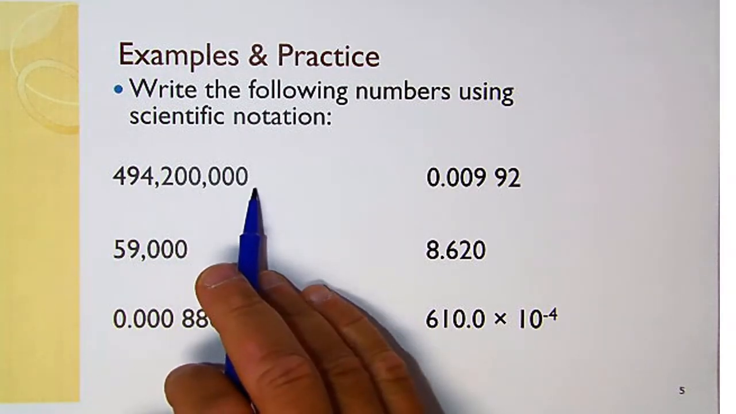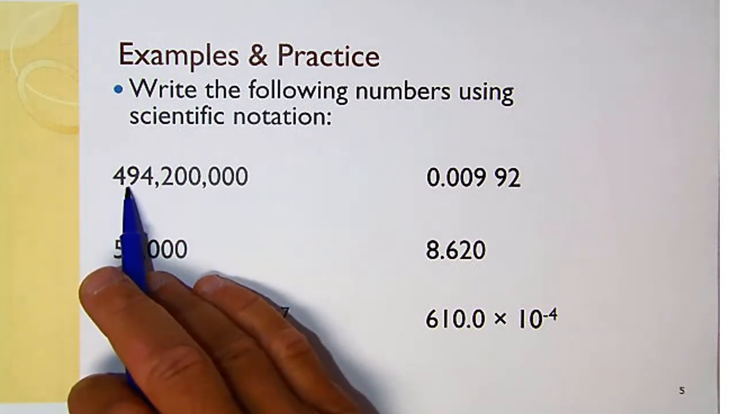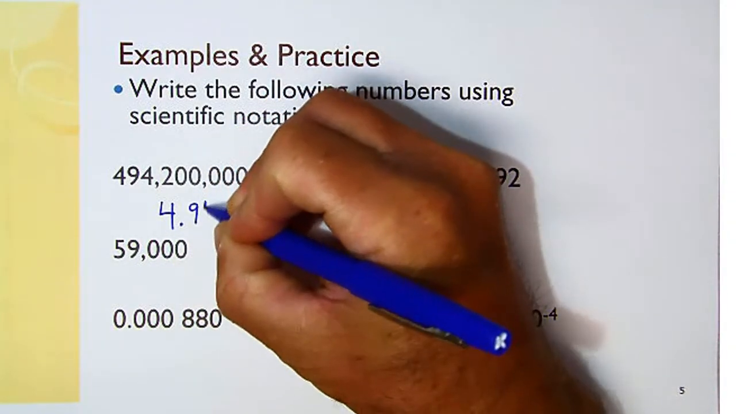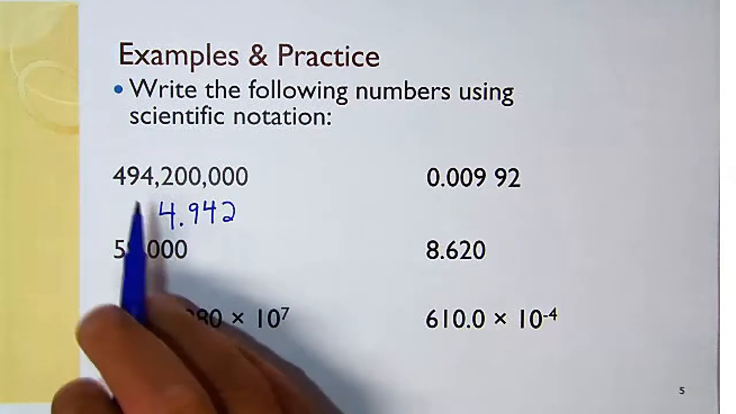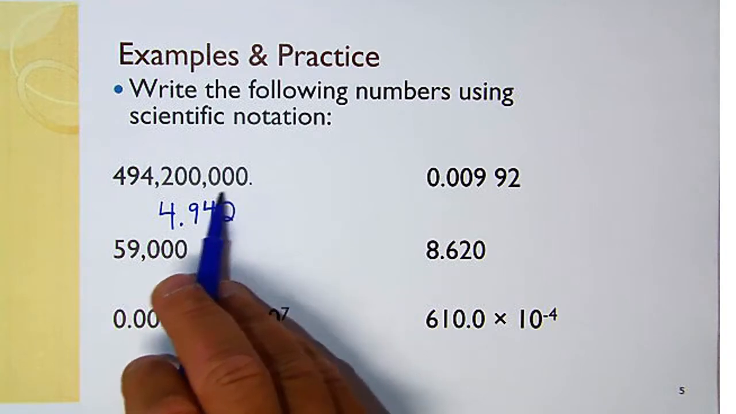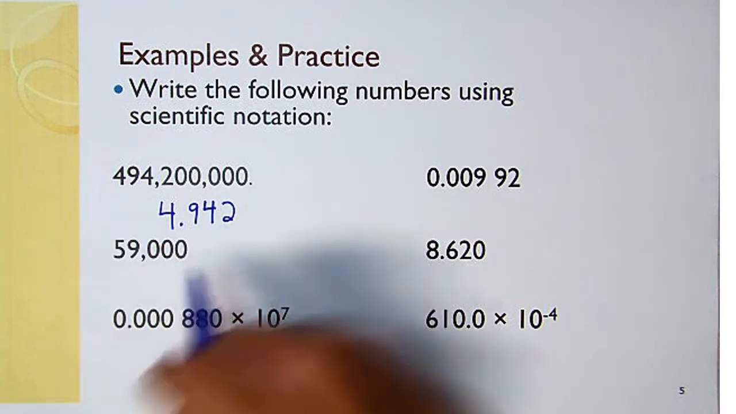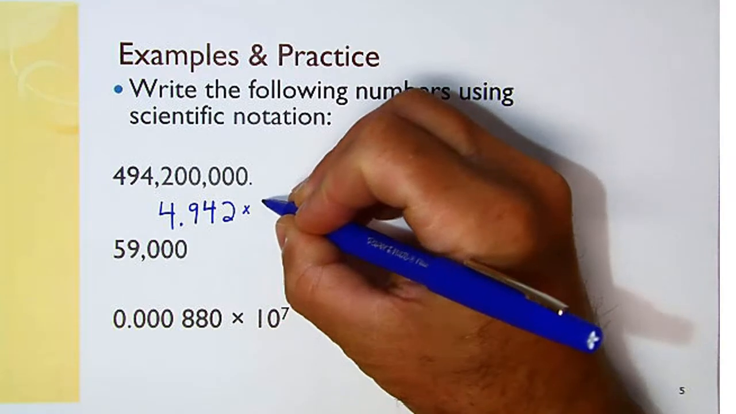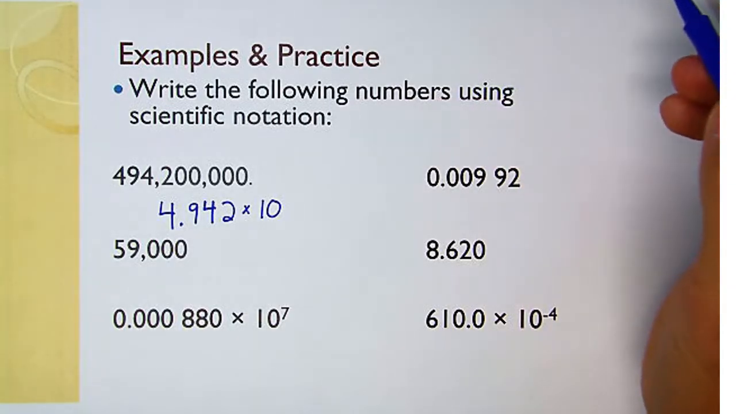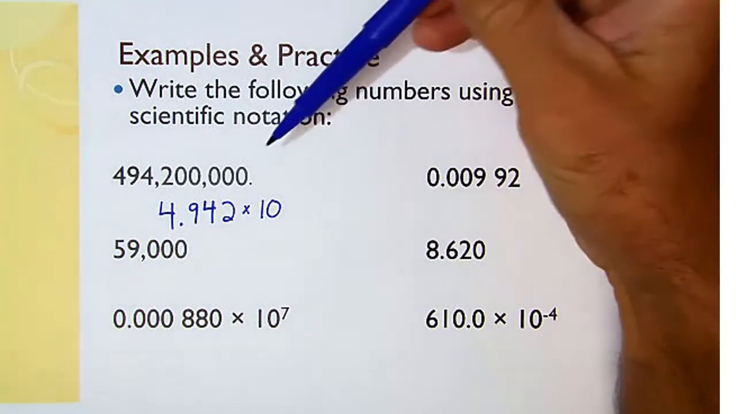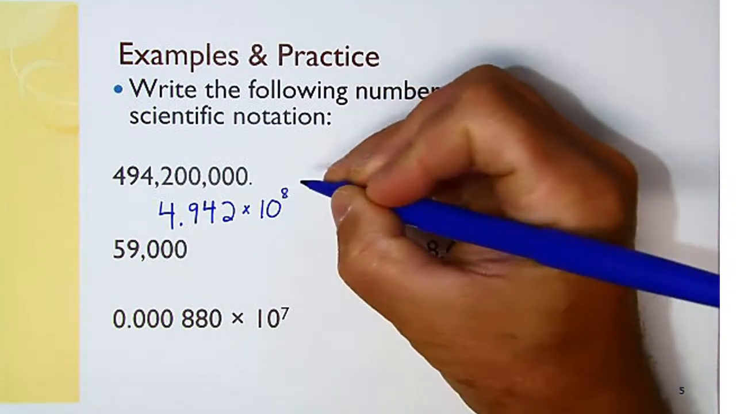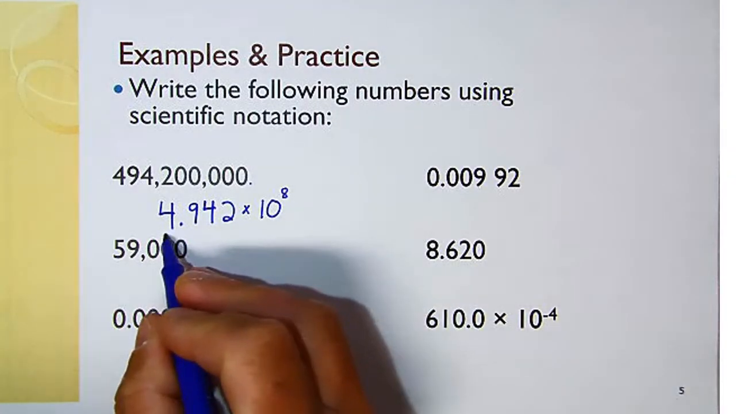494,200,000. First of all, we need that front number to be between 1 and 10, so our decimal point should be 4.942. And in order to get the decimal place there from where it is at the end of the number, we'd have to move that 1, 2, 3, 4, 5, 6, 7, 8 places. Now the question is, is that going to be 10 to the positive 8 or 10 to the negative 8? You may have learned some left and right rules about writing numbers in scientific notation. I don't like those. I like to think about this as being a big number, and therefore it has to be a positive power of 10. So 4.942 times 10 to the 8, and we're done.